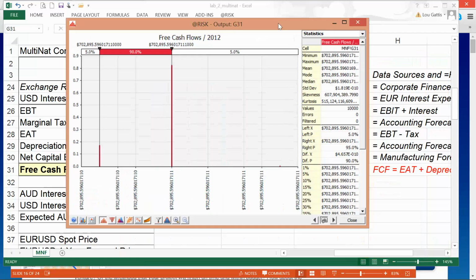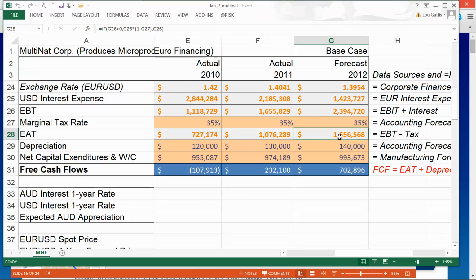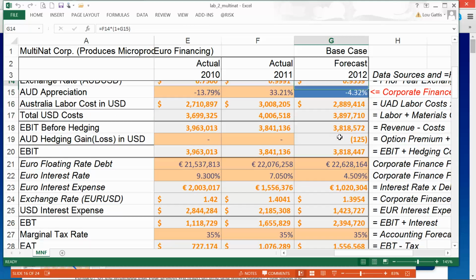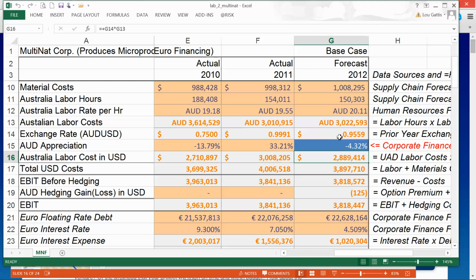And you get this weird distribution. The min is 702, the max is 702, the mean is 702. So every single value of the simulation is 702. And the reason why that's happening is every time you forecast, say, a random number that generates an appreciation of the Aussie, say you get a random value that has the Aussie appreciating 5%, well, what's going to happen is the exchange rate is going to be way up. It's going to be about 105, which means you're going to have a lot higher Aussie labor costs here. But then it's going to be directly offset by gains and losses here.